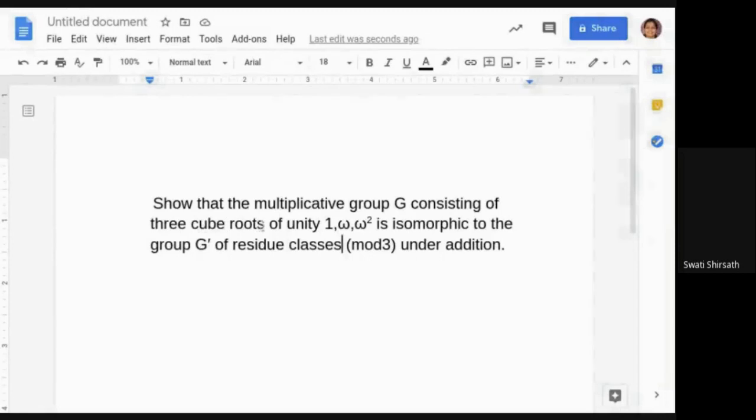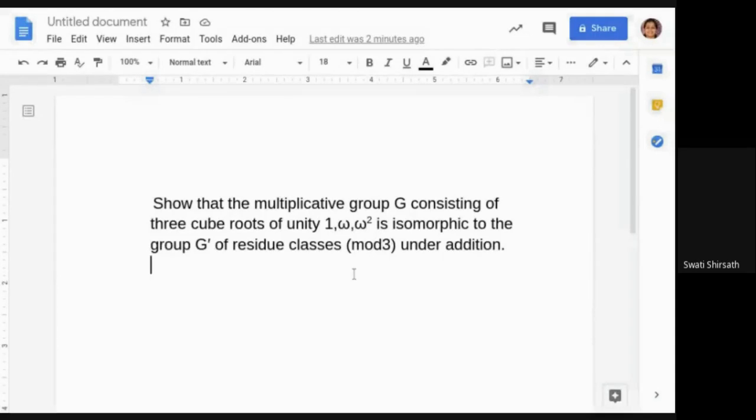The group of three cube roots of unity, 1, omega and omega square, is isomorphic to the group G dash of the residue classes mod 3 under addition. Okay, so for these elements you have the operation multiplication, and for mod 3 you have the operation addition. Can you make the multiplication table for these two operations?